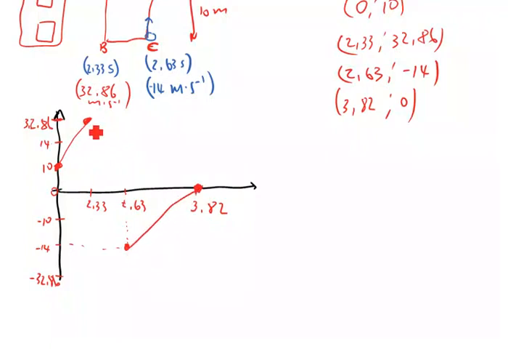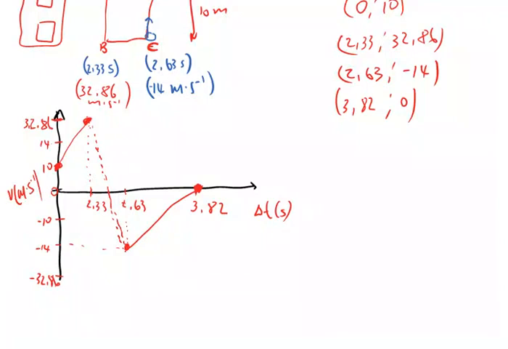If you want to join this, you can just use broken lines. Alright, then we're done. That is the velocity time graph. Remember, here we have delta t in seconds, and here we have v in meters per second. Then we're done.